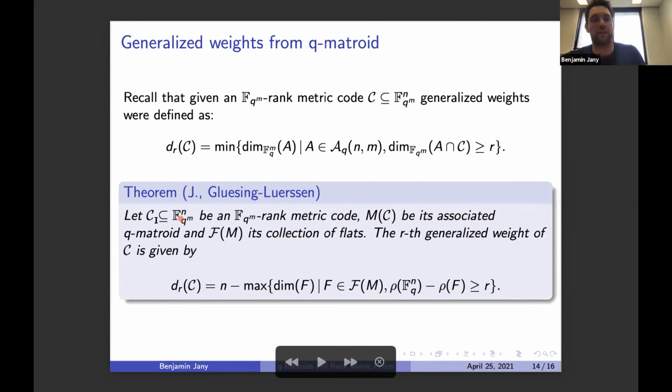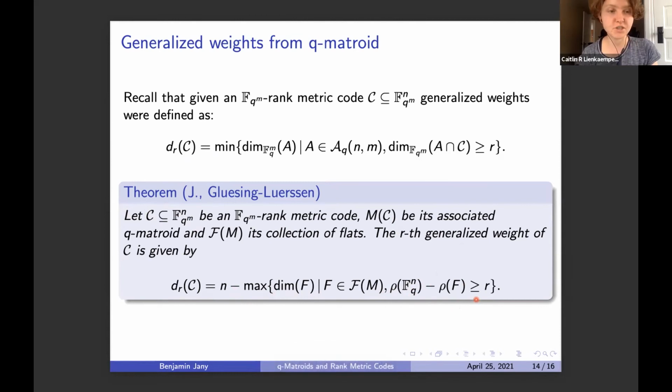So if you start with the rank metric code C, look at its associated q-Matroid and its collection of flats, then the r-th generalized weight of C is just given by n minus the maximum dimension of a flat such that the rank of the entire space F_q to the n minus the rank of that flat is greater than or equal to r. Can I ask a question from the chat?